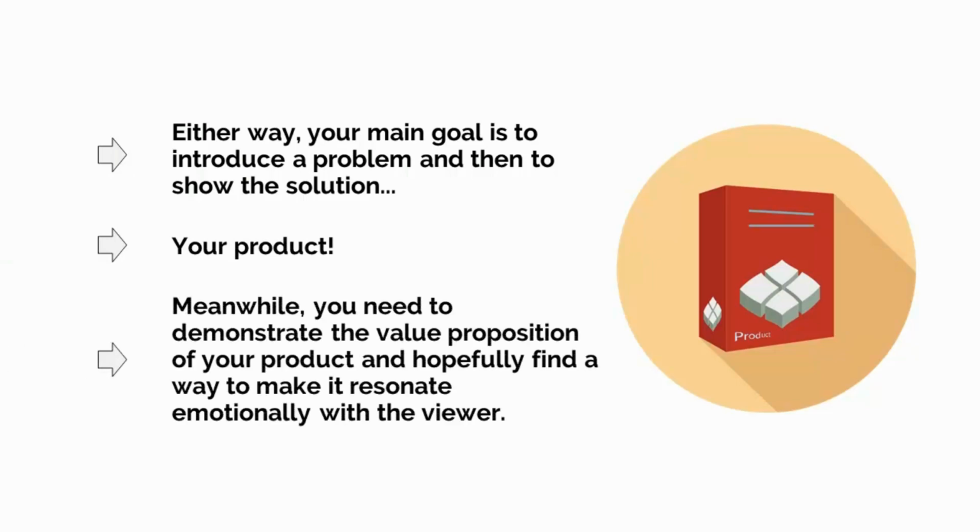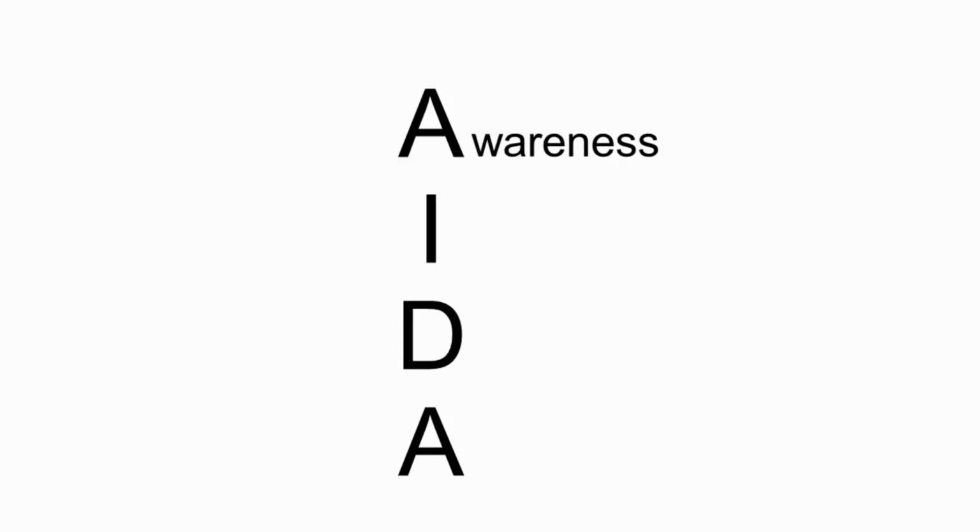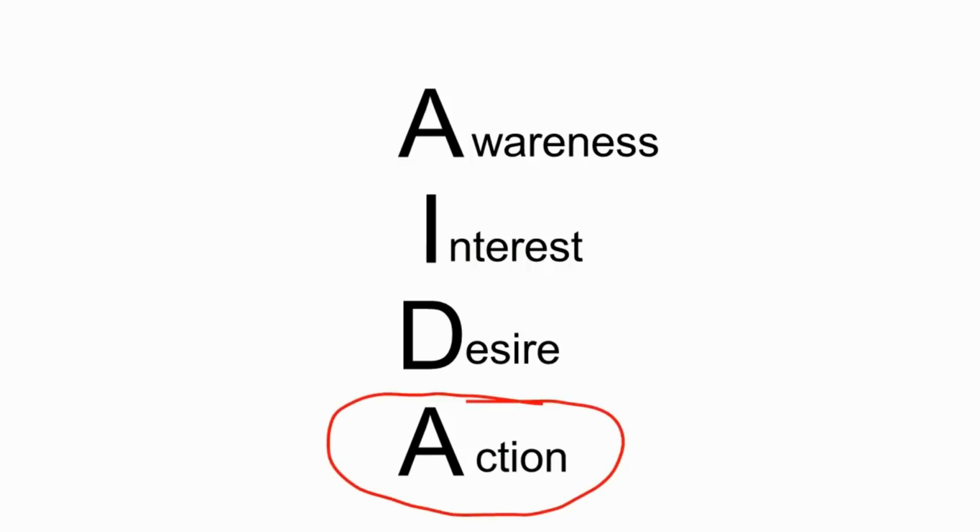Meanwhile, you need to demonstrate the value proposition of your product and hopefully find a way to make it resonate emotionally with the viewer. At the same time, you need to fully explain what your product is, and this can follow a structure known as AIDA: awareness, interest, desire, action. To really push that last part, the crucial action element, you need to ensure that you create urgency. And this can mean alluding to scarcity, buy now while stocks last.